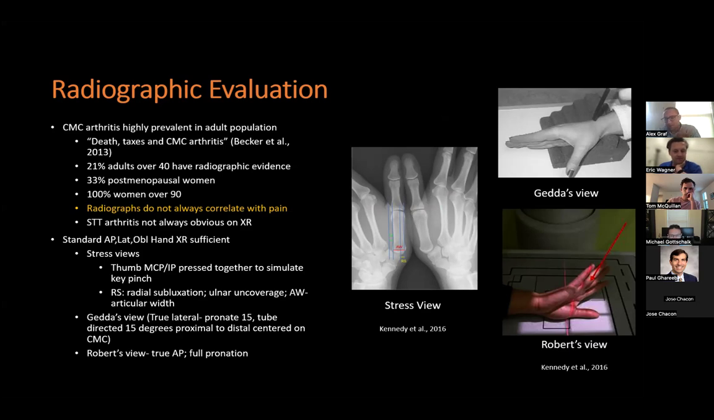I personally just get the standard AP, lateral, and oblique. That usually gives me enough information. Sometimes on standardized tests, they talk about Roberts and Gedda's view, which are the true AP and lateral, but I personally don't get those routinely.